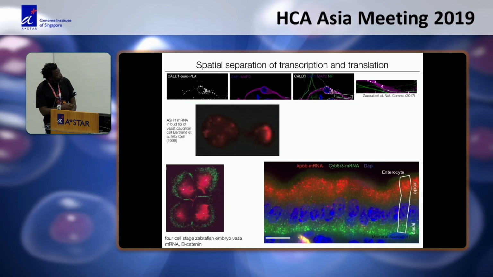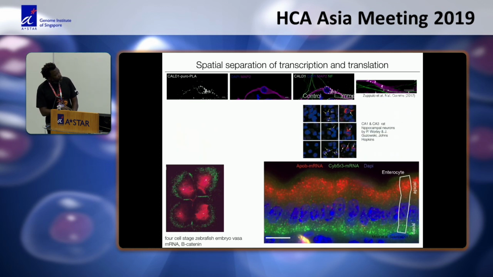Of course, we know this from long ago from the work of Rob Singer's lab and Edouard Bertrand, when they looked at ASH1 messenger RNA, or in hippocampal neurons, as I mentioned earlier. So our laboratory has worked really hard to come up with a combination of techniques and computational methods that can reveal to us the dynamic cell state and RNA-protein relationships that exist at single cell resolution.